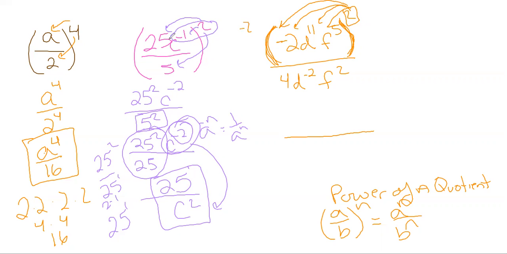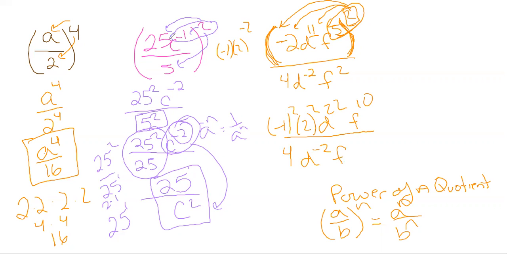We can write -2 as -1 times 2. So I have -1 squared. I have 2 squared. I have d to the 11 times 2, which is 22. And I have f to the 5 times 2, which is 10. Okay. And then I just rewrite the bottom. 4d to the -2nd, f to the 2nd power.